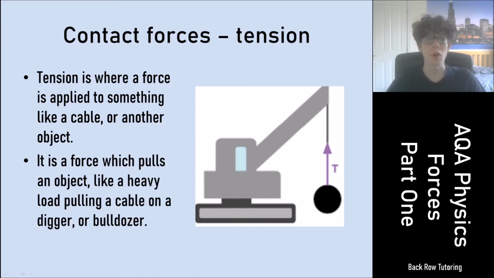Tension is where a force is applied to something like a cable or another object. It is a force which pulls an object, like a heavy load pulling a cable on a digger or bulldozer. So if you have a cable between this part of the digger and this big heavy thing, there'll be tension in this wire because the boulder at the end of the cable has weight and it is pulling that wire at both sides. So the wire will be experiencing the force of tension.